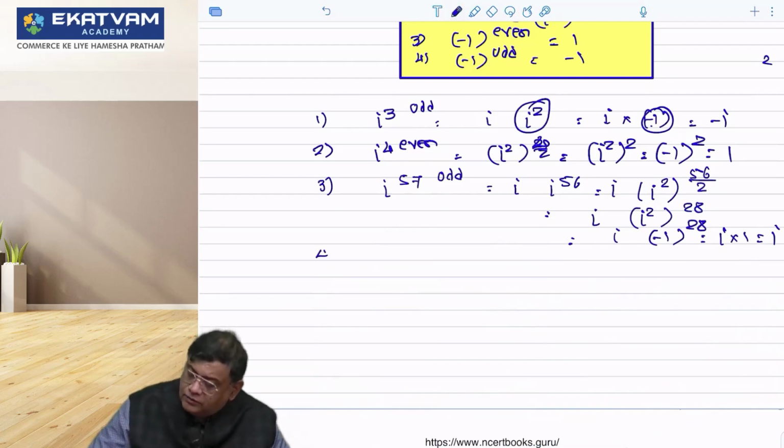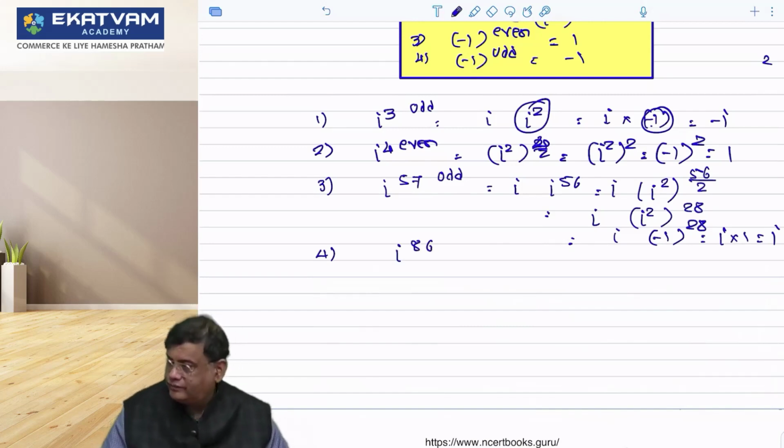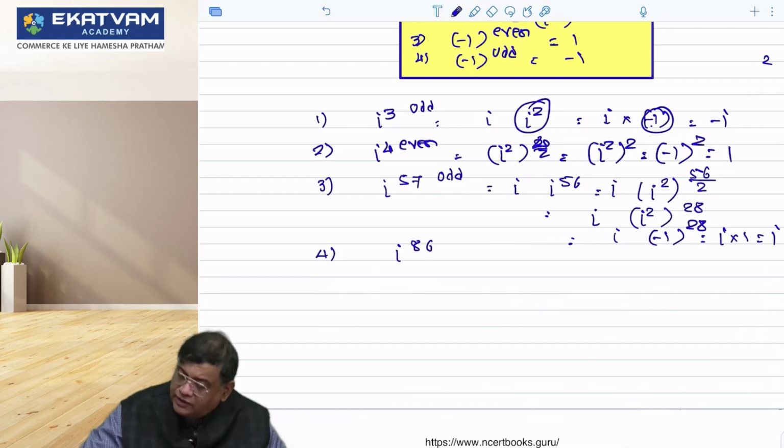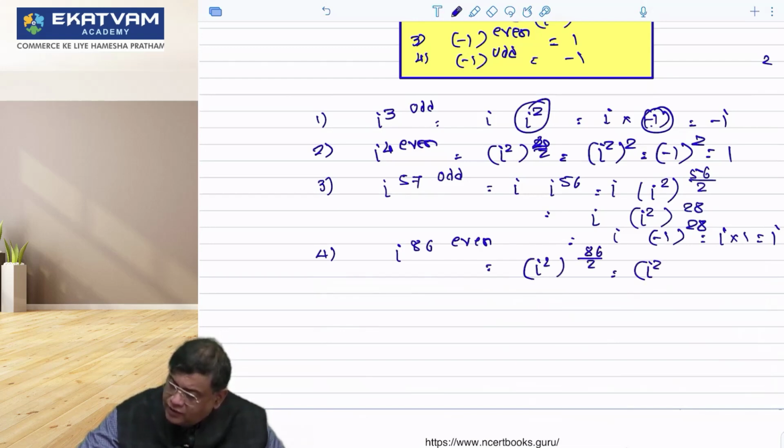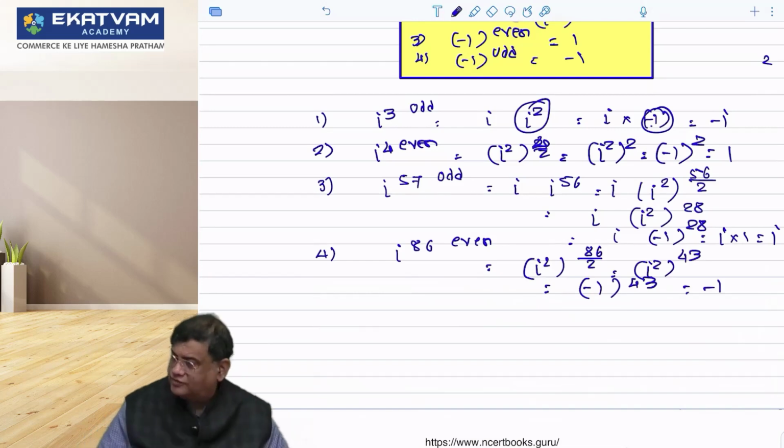Now tell me, what about i raised to 86? Now 86 is an even number, so it will be i raised to 2 over 86 by 2, that is i square raised to 43, which means (-1) raised to 43. 43 is odd, so it is minus 1. Minus 1 raised to an odd number is minus 1. Did you understand this? Now you understood, right? Did you get the theme?